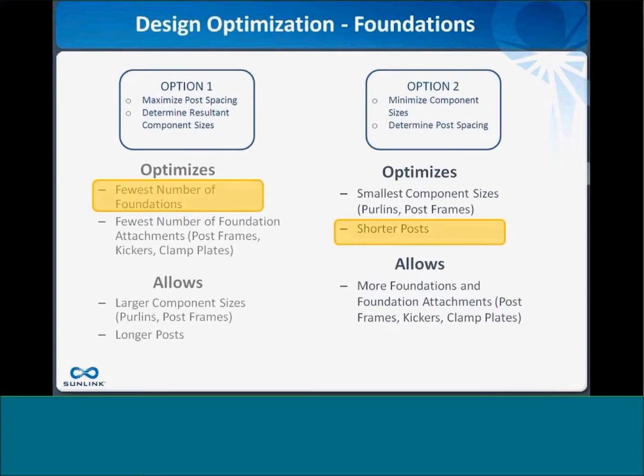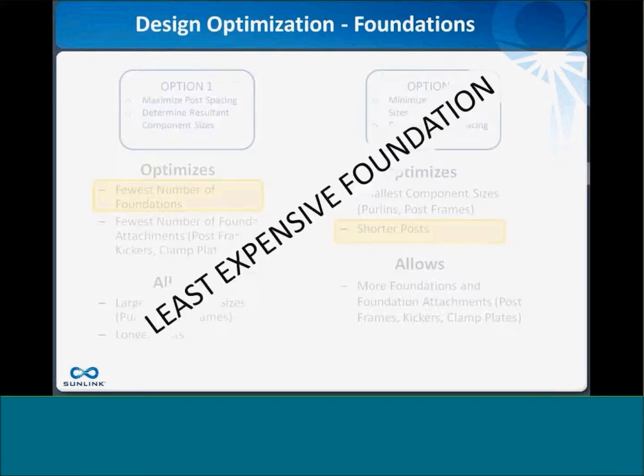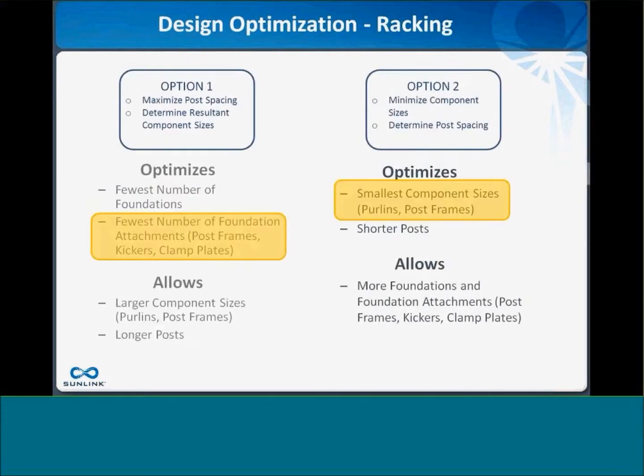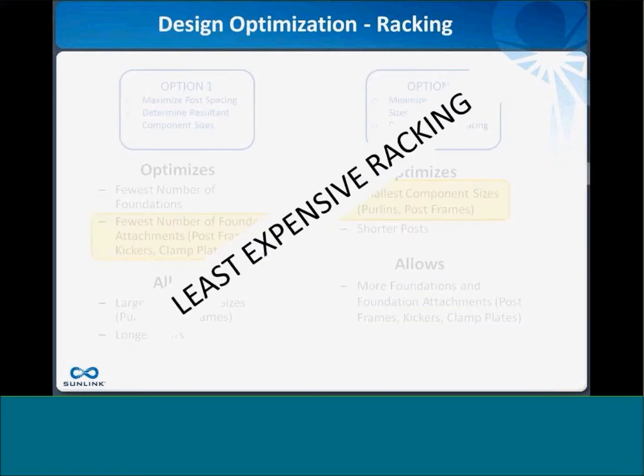So what you're looking at to optimize foundations is really the number of foundations and the length of the foundation. And those two patterns might be contrary to each other. So you need to evaluate the pros and cons of both optimization routes. And then on the racking, you're looking for the fewest number of components as well as the smallest number of components. So again, depending on your post spacing, how far these components have to span, those optimization patterns could run contrary to each other. And so to find the least expensive racking, you really have to look at both options and evaluate them both.